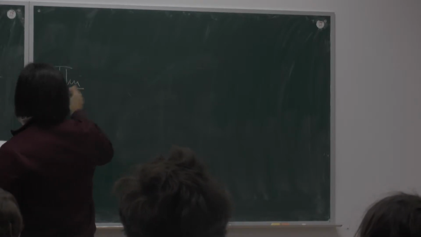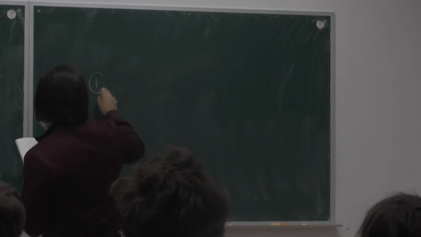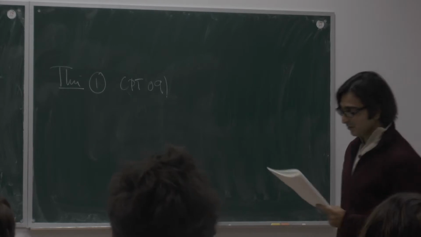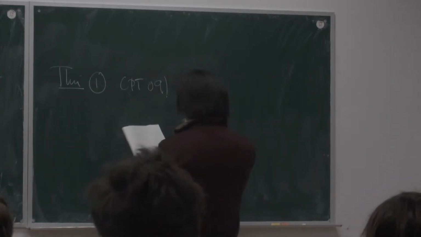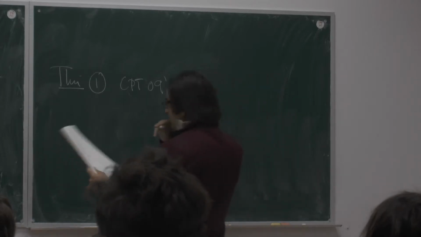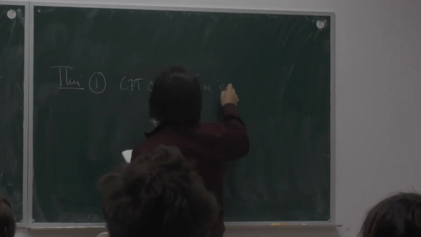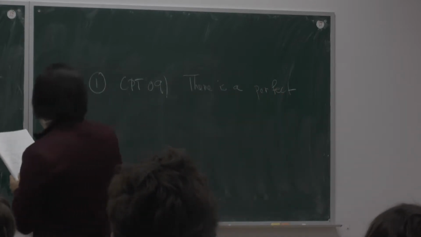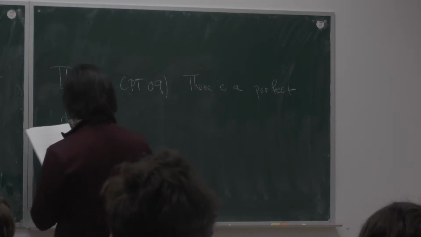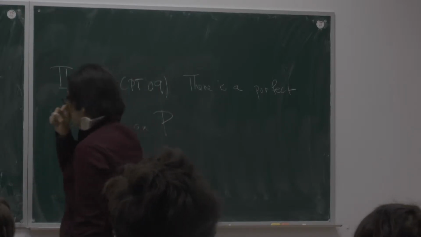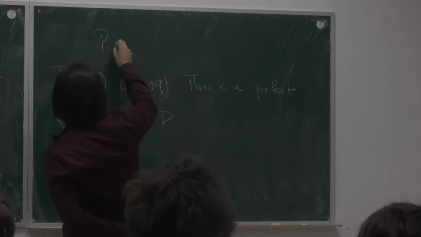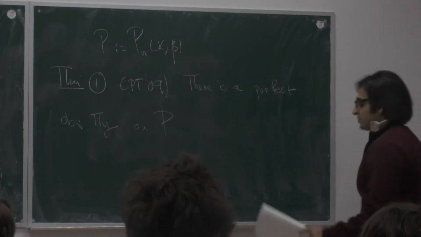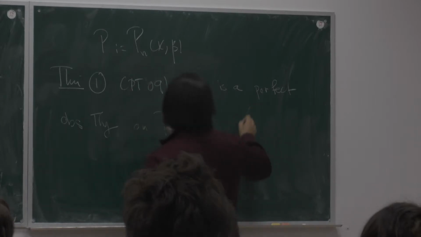So just to tell you a little bit about the virtual cycles, there is a 2009 theorem by PT themselves that the stable pair moduli space comes with a perfect obstruction theory. So there is a perfect obstruction theory on this moduli space P. Let me define P to be this. So there's a perfect obstruction theory on this moduli space.